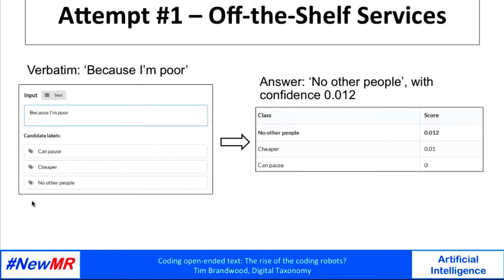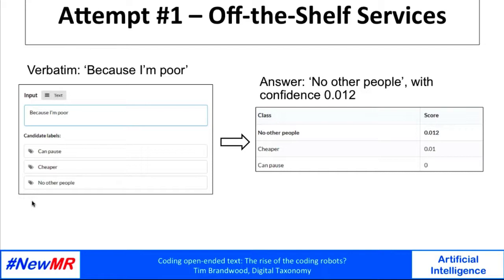As an example, we have a test survey where we ask people why they prefer to watch films at home. One person gave us the answer, "because I'm poor." And we fed this into a semantic labeling service, who shall remain nameless, along with 3 possible candidate codes. The correct answer we're looking for here is obviously "cheaper," but as you can see, the answer we got back was wrong in this case.